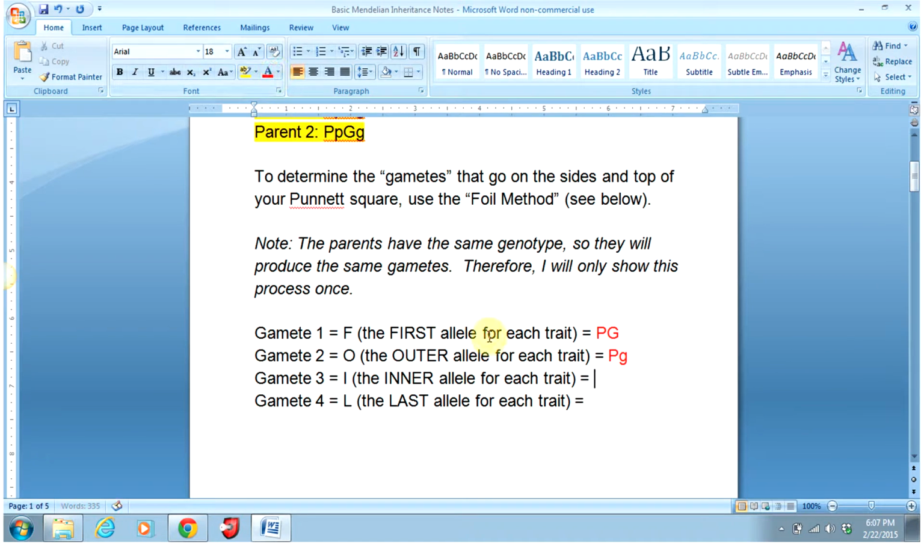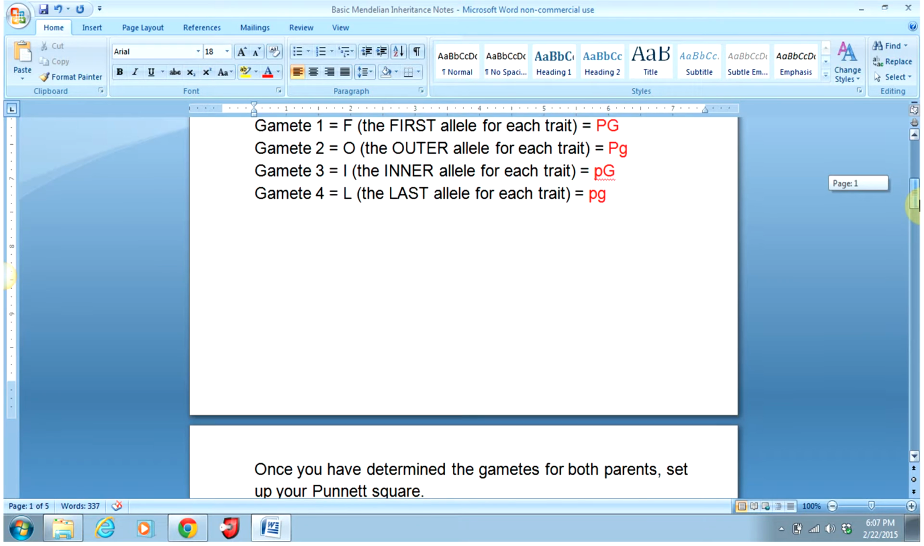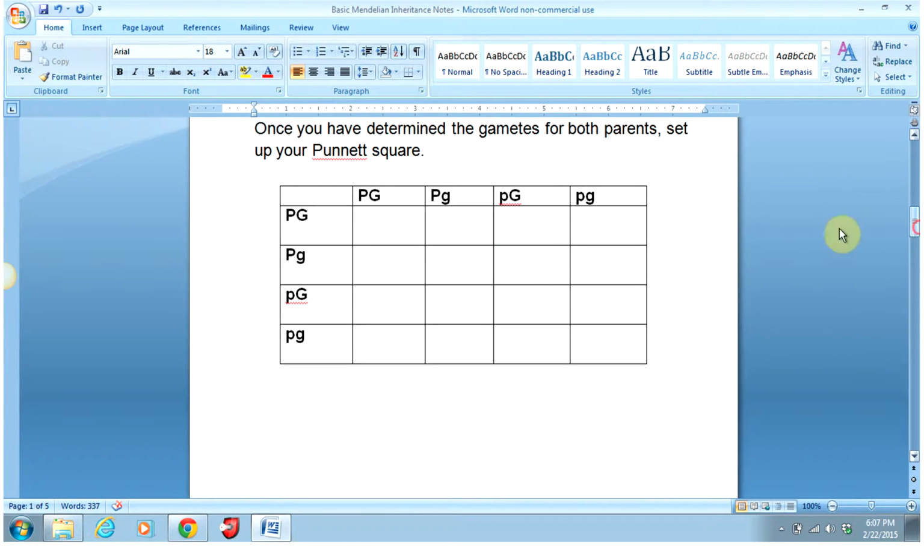For our third gamete, we have the inner allele for each trait. So we have the inner P, little p, and the inner G, big G. For gamete 4, we're going to have the last allele for each trait. So we'll have the last P, little p, and the last G, little g. Since our two parents have the same genotypes, we're going to put those same 4 gametes on the top and the side of the square. Okay, so that's what I've done here. And I've set up my Punnett square so that I have 4 gametes on the top and 4 gametes on the left side, which means I'm going to have 16 potential offspring genotypes.